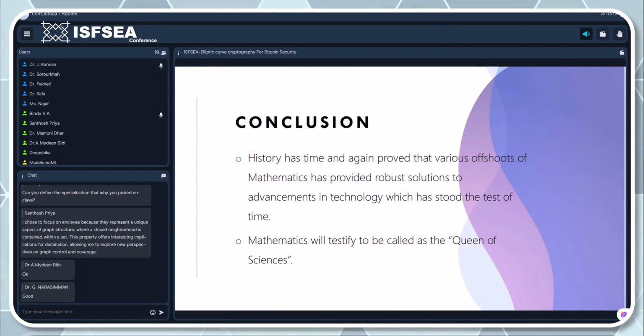Next one. The conclusion: history has time and again proved that various offshoots of mathematics have provided robust solutions to advancements in technology which have stood the test of time. Mathematics will testify to be called the queen of sciences.